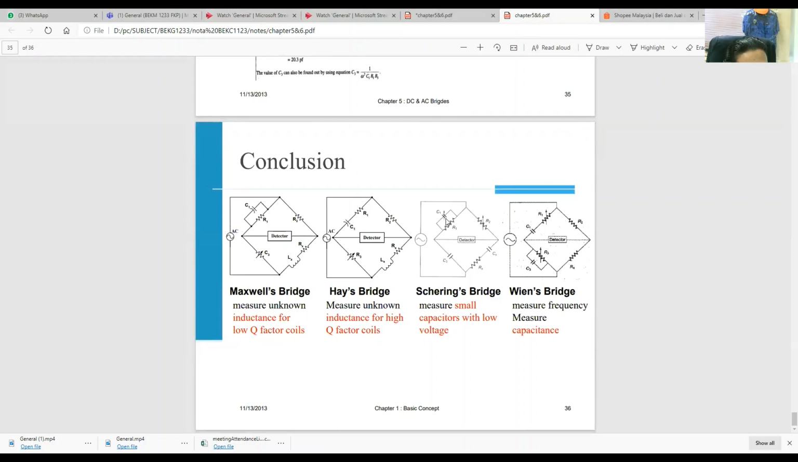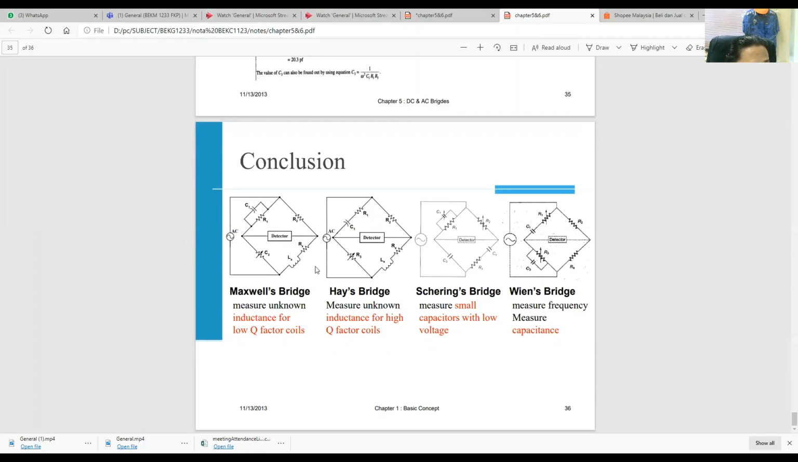On Z1, impedance 1, this one is a variable capacitor parallel with R1, and this one will be a capacitor parallel with a variable resistor for R1. And another one here is only a capacitor for the Schering bridge. For the Wien bridge, it is a capacitor parallel with a variable resistor R3. Also Z4 will be R4, and this one will be Rx parallel with Cx. The rest will be the same. That is the four main bridges for the AC. That's all for the AC bridge.